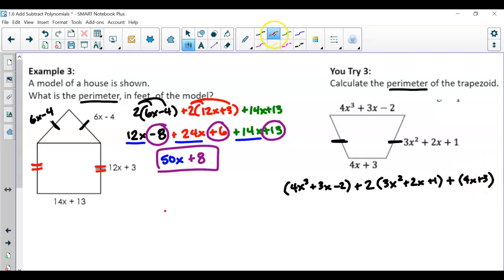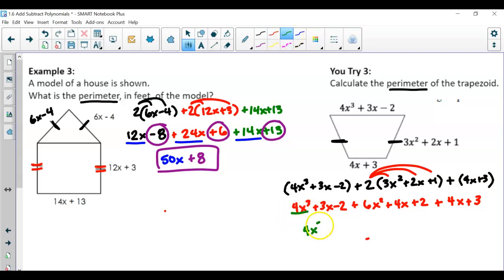So before we can get started, right, let's go ahead and make sure to double. So here I've got 4x cubed plus 3x minus 2, but now plus 6x squared plus 4x plus 2, right? From distributing, multiplying every term by 2. Then again, continuing to bring down 4x plus 3. Now we can go through and combine like terms. Notice there is nothing like the 4x cubed, so you should have brought that down. There is also nothing with 6x squared, so you should have brought down 6x squared.